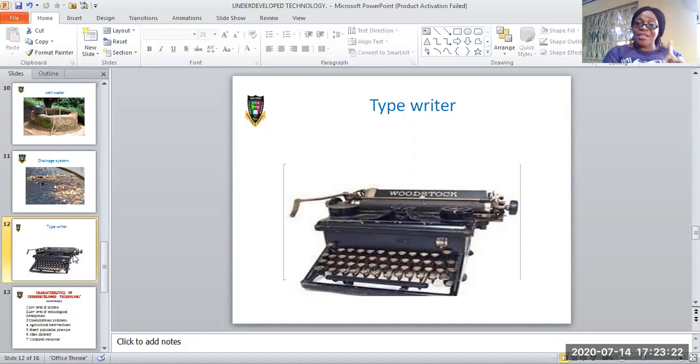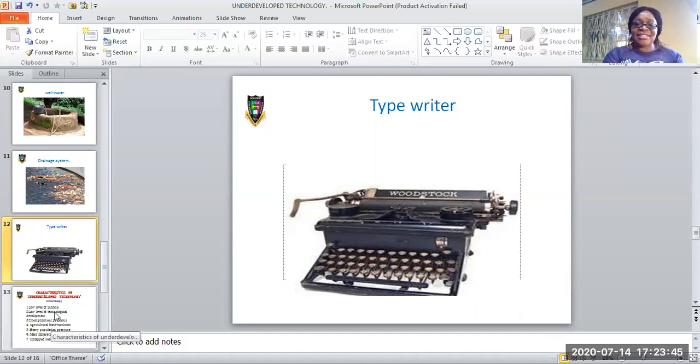Mark my word, not that they have not seen laptop before. Do you understand? But it is not something that you come across anyhow. Therefore, it is not a developed system or developed community.